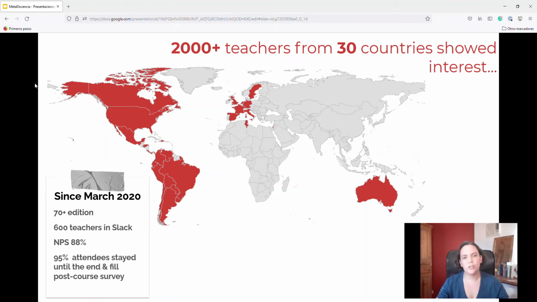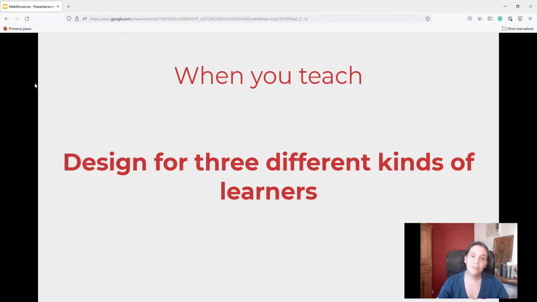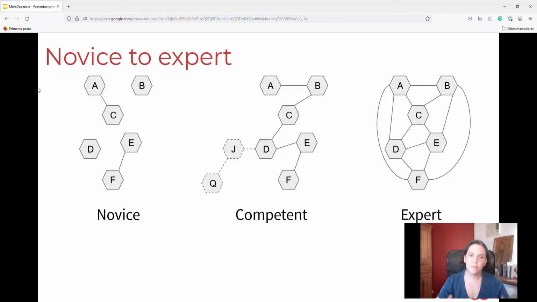Today we are going to share some of our rules for when you have to build a lesson and teach. Our first rule is that you have to figure out who you are teaching before you can start to build a lesson. For that, we invite you to think about three different kinds of learners. You have novices. They still don't have a mental model of the topic you are going to teach. They don't have a lot of connections between concepts.